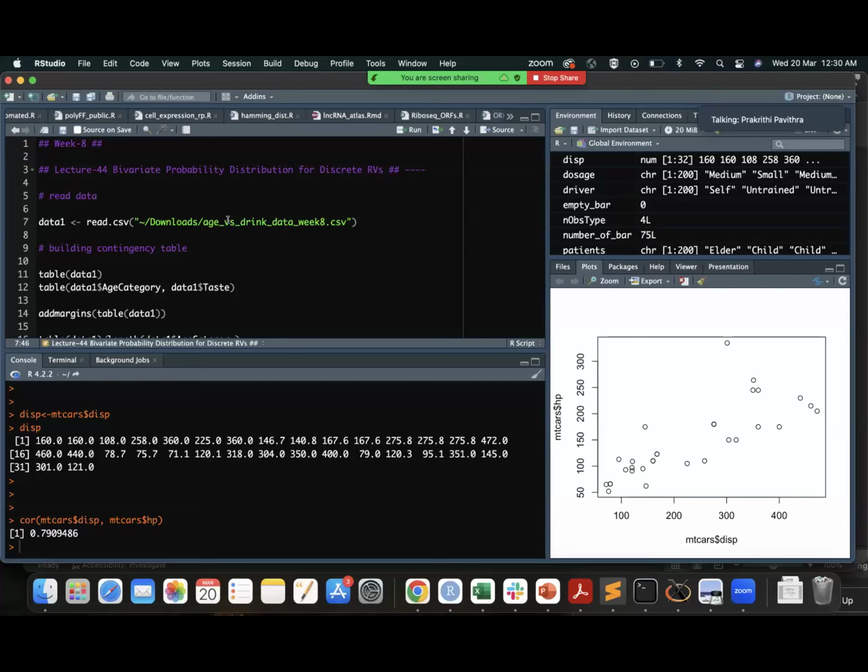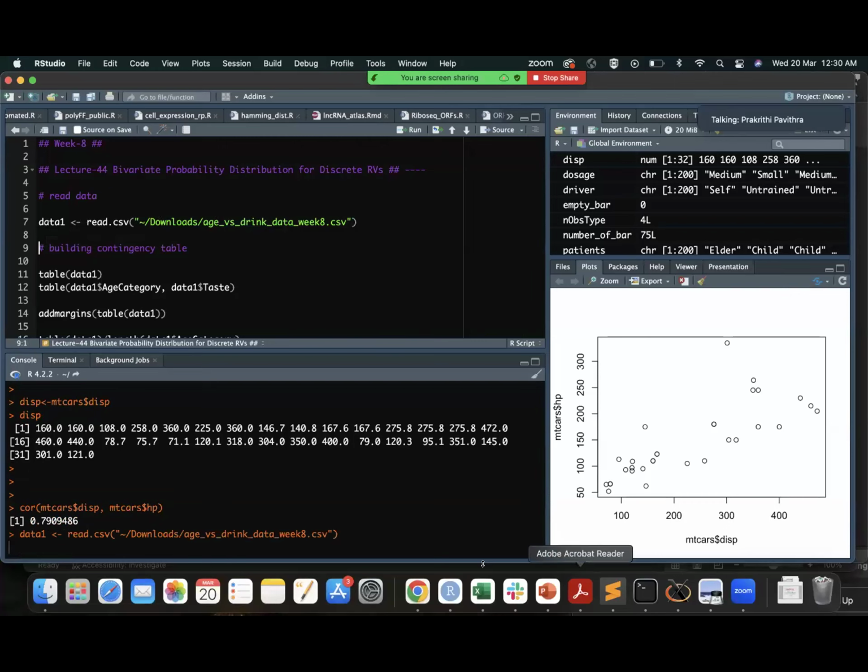Okay, so let me show you one more data set. I'm just loading it from here. I have a file. I'm just reading the file. The data was given to me as an Excel file. I am reading the file like this: read.csv, specify the path to the data. I think I should just close some apps, it was hanging.